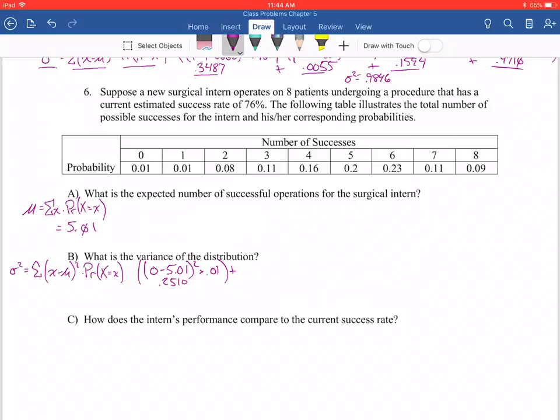Once again, I'll have all this worked out, but for the sake of time, I'm just going to go through this quickly, and when you add them all up, your variance here should equal 3.2098.